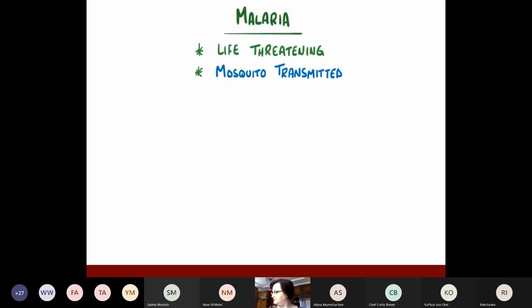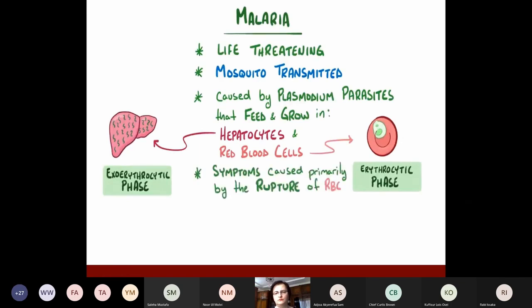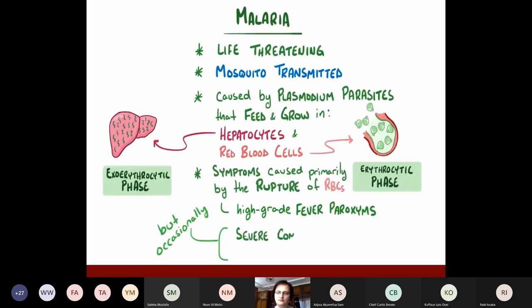All right, as a quick recap, malaria is a life-threatening mosquito-transmitted infection caused by Plasmodium parasites, in which the Plasmodium feeds and grows inside hepatocytes and red blood cells. Symptoms are primarily caused by the rupture of red blood cells that usually result in high-grade fever paroxysms that improve over time, but can occasionally cause severe complications and death.